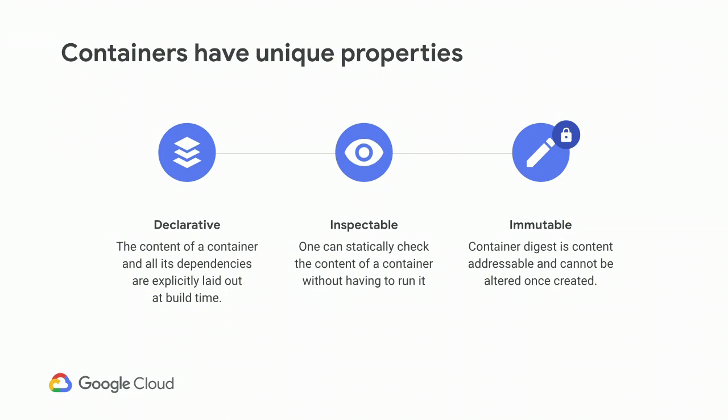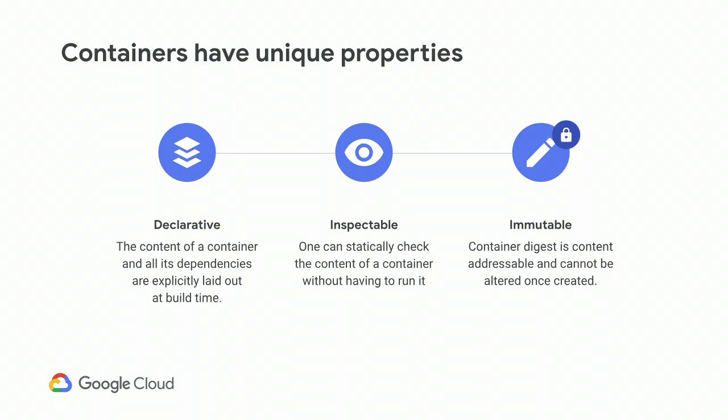So now that we know about some of these challenges provided by containers, what are some of the properties that they offer that we can use to help us apply security while providing velocity? Containers have some unique properties. First, they are declarative, which means that as you build them, the set of libraries, versions, and components are clearly laid out. This also means that because of their declarative nature, they're also statically inspectable, which means that you can scan them for known security vulnerabilities as soon as they're built without needing to run the container image.